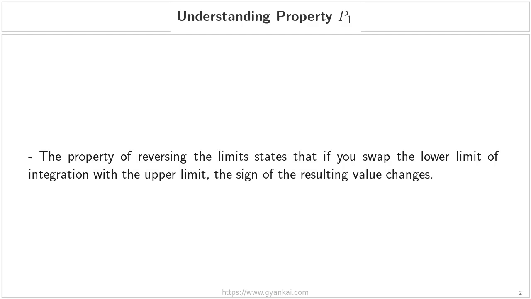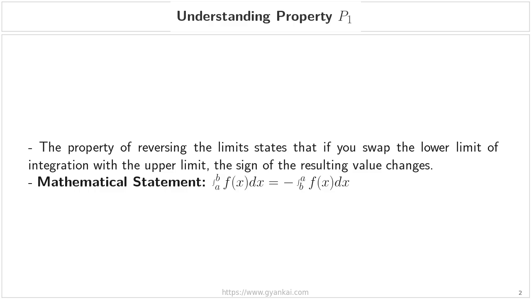Understanding property P1. This slide states that if you switch the upper and lower limits of a definite integral, the sign of the entire integral changes. In other words, if you have the integral of a function f of x, with limits going from a to b, and you flip those limits to go from b to a, the result will be the negative of the original integral. We can write this mathematically as the integral from a to b of f of x dx is equal to the negative of the integral from b to a of f of x dx.